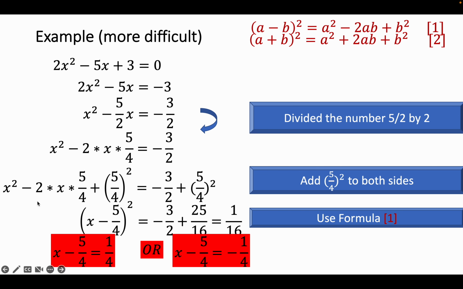Once we square root the x minus 5 fourths squared, we will get x minus 5 fourths equals 1 fourth or x minus 5 fourths equals negative 1 fourth, which gives us answers of x equals 3 halves or x equals 1.